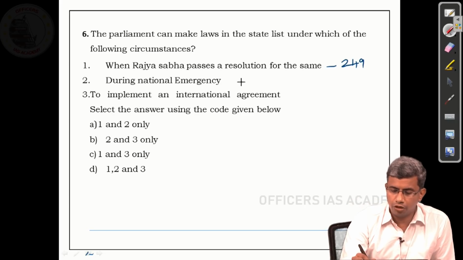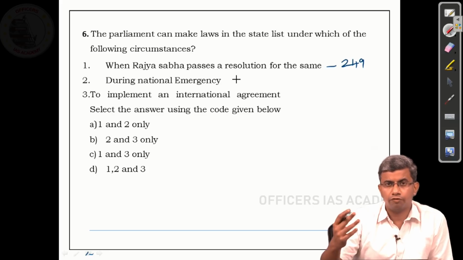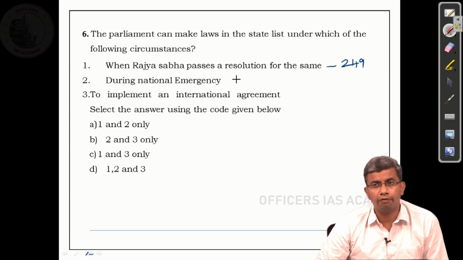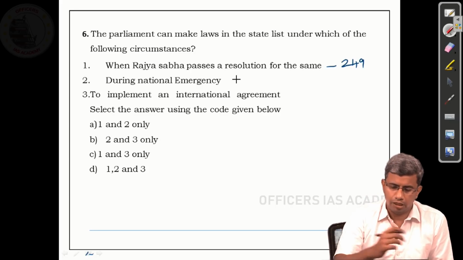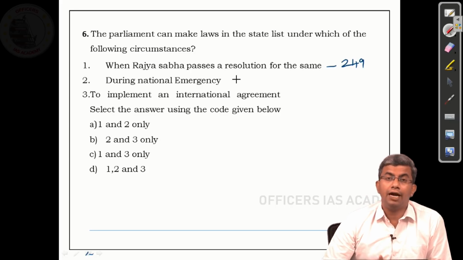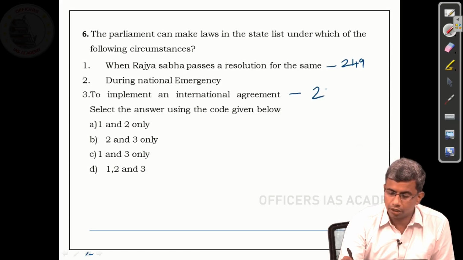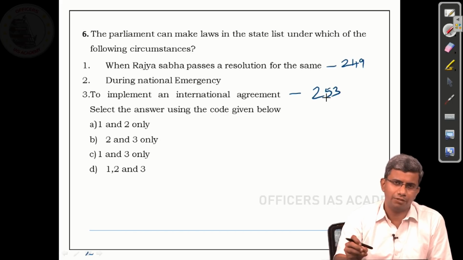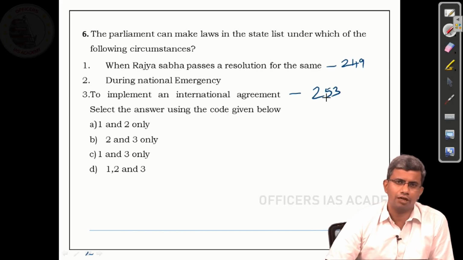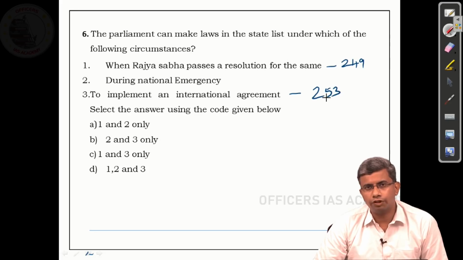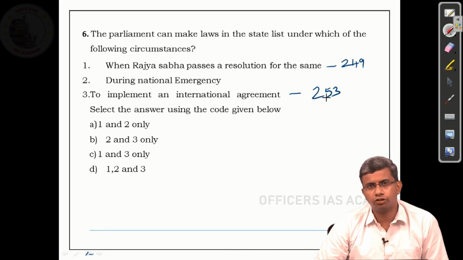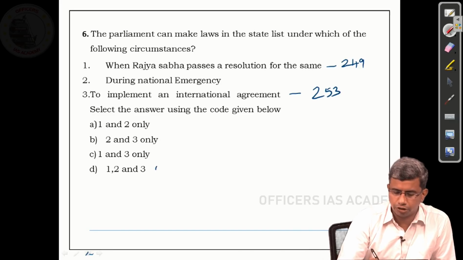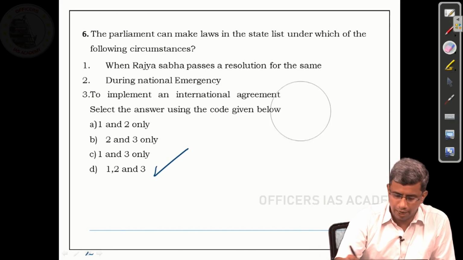During national emergency, obviously, when there is a proclamation of national emergency under Article 352, then automatically the Parliament gets the power to legislate on all the matters under the state list. To implement an international agreement, this is under Article 253. I mean, just pardon me if my article numbers are slightly wrong. Those are not important. I am just telling it for reference. So under Article 253, if there is an international agreement for which the Parliament has to give effect, it can legislate on a state list item. We have seen this. So the correct answer for this is D, 1, 2 and 3.